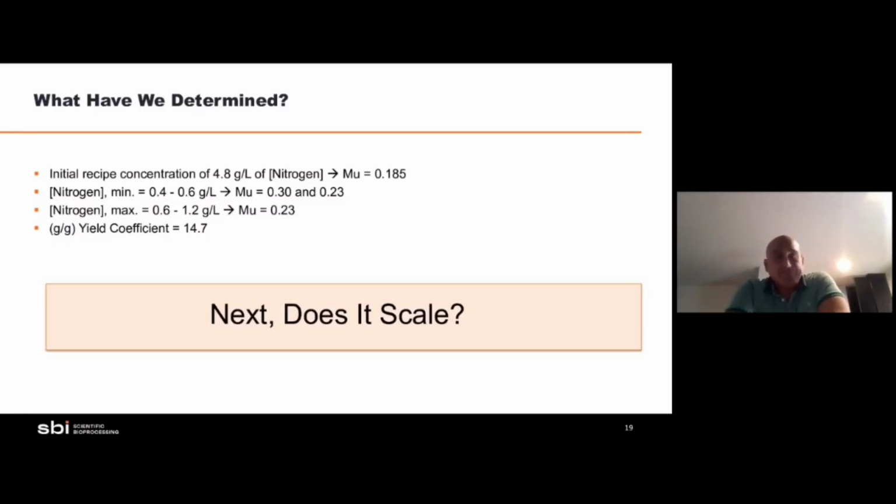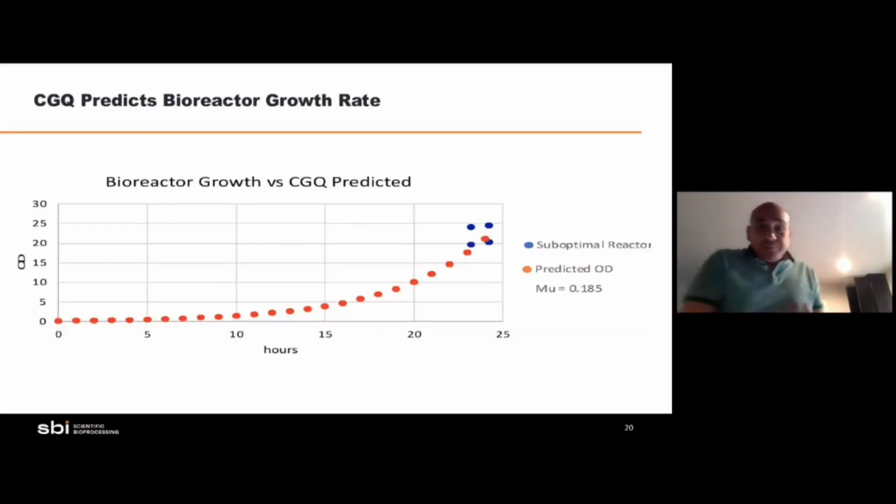And finally, we determine a yield coefficient to figure out how much total nitrogen we're going to need for our process. And of course, the question is always, does it scale? So when we look at our original condition, here you can see the orange line is the predicted theoretical growth rate that we received from our Flasks experiment of 0.185 for our original condition of 4.8 grams per liter of nitrogen. The 4 blue dots here are our first sample in a bioreactor after a 24-hour grow out.